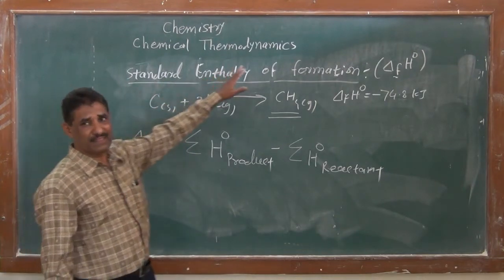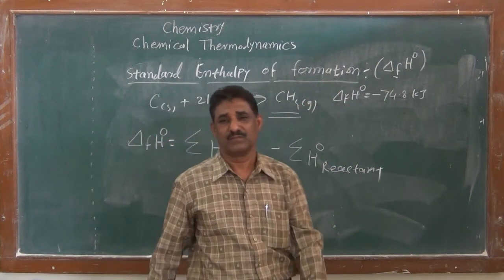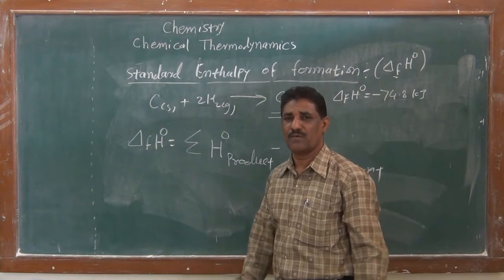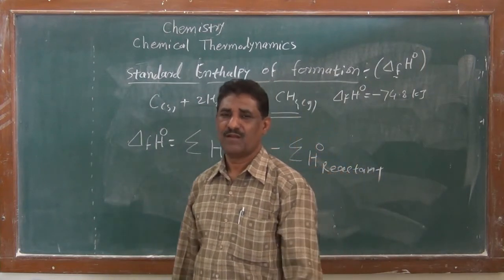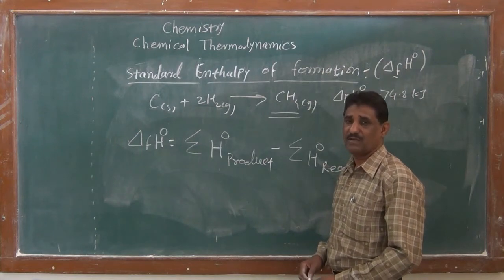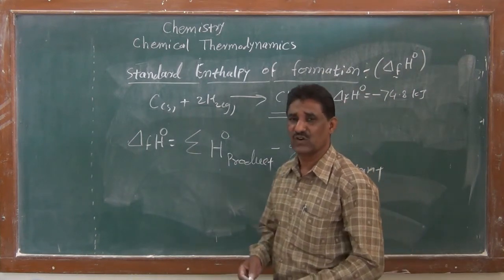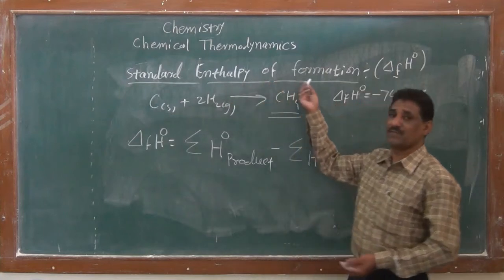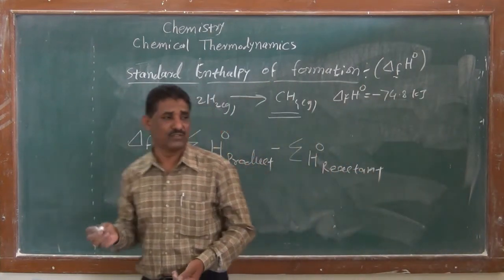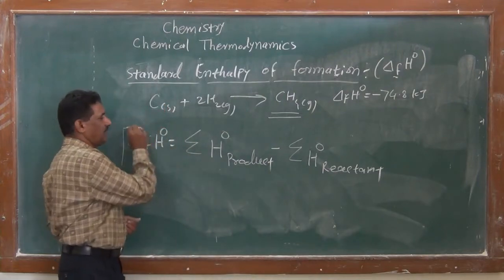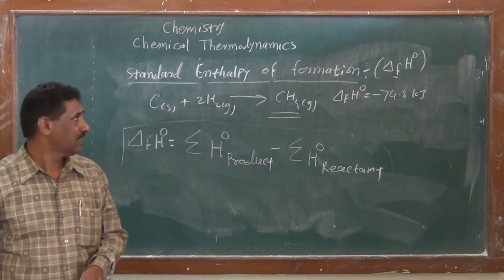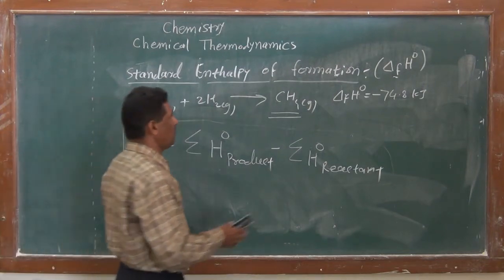The standard enthalpy of formation of a compound is the enthalpy change when 1 mole of pure compound in the standard state is formed from its standard elements, called standard enthalpy of formation, delta H. This is calculated using this formula. We will calculate the enthalpy of formation. And then next, standard enthalpy of combustion.